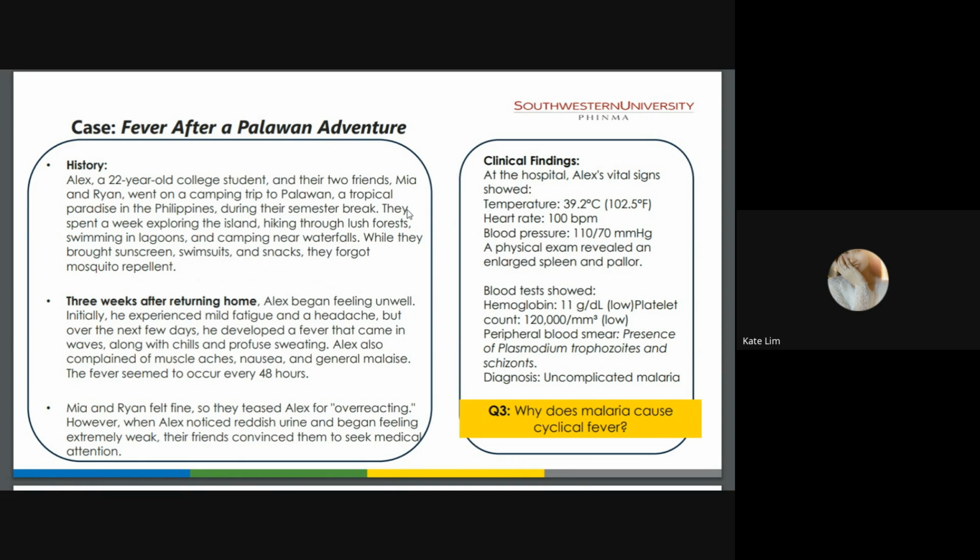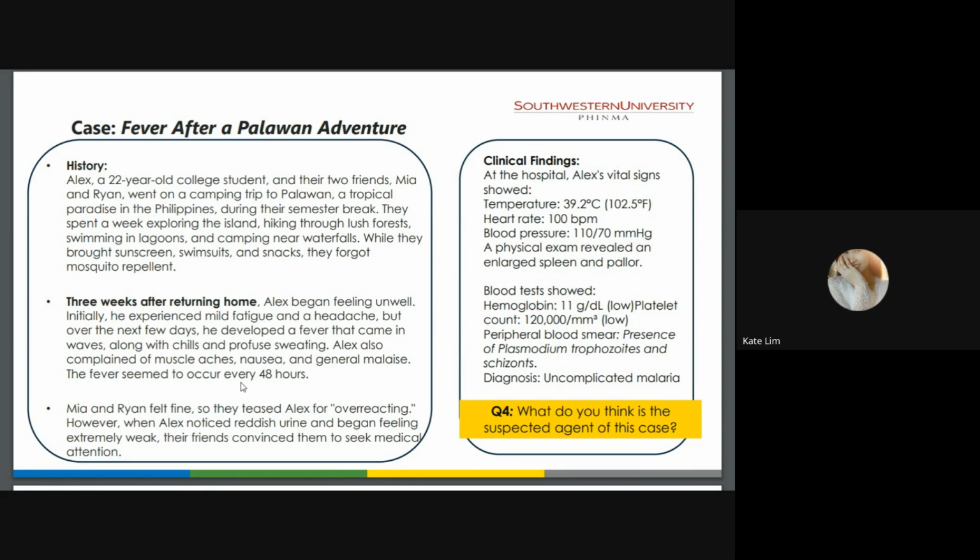So for Plasmodium vivax, in this case, as you could see, the fever seemed to occur every 48 hours. So this cycle typically occurs every 48 hours, which is why Alex experienced fever in waves.